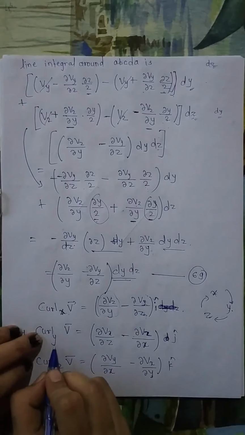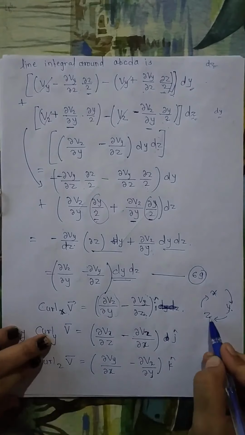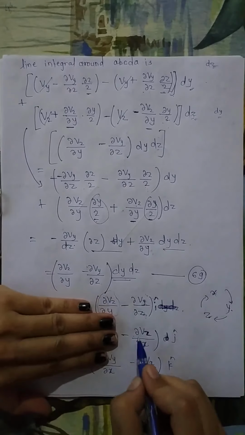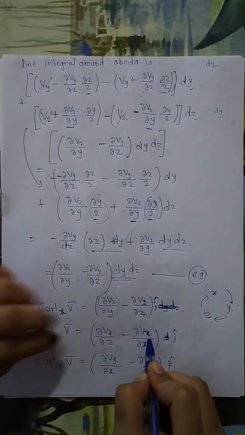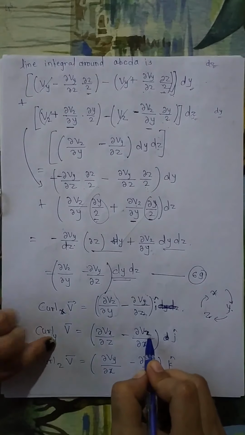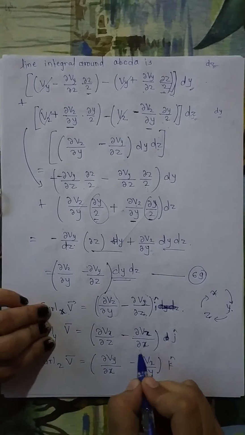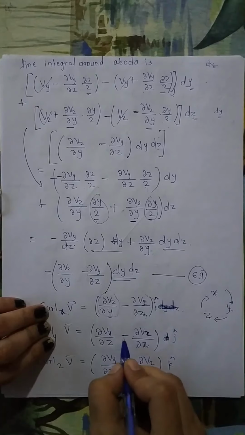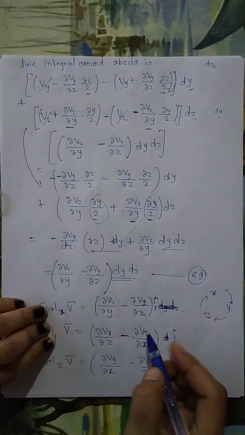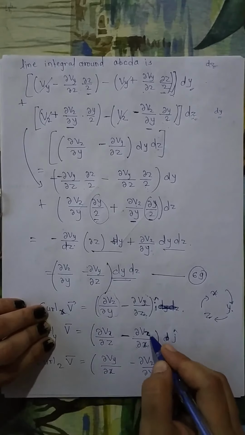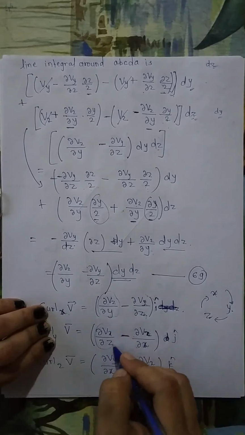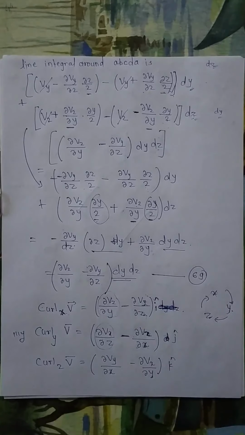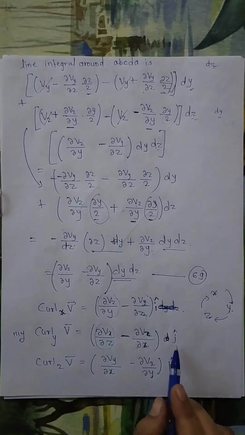Now similarly for y, after y there comes z, so we took here minus ∂v_z. Now y and z gone, what is remaining? X, so in the denominator write ∂x with a negative sign. Now what will be the first term? Just exchange these two variables and write it in the form of ∂v_x/∂z into j cap.